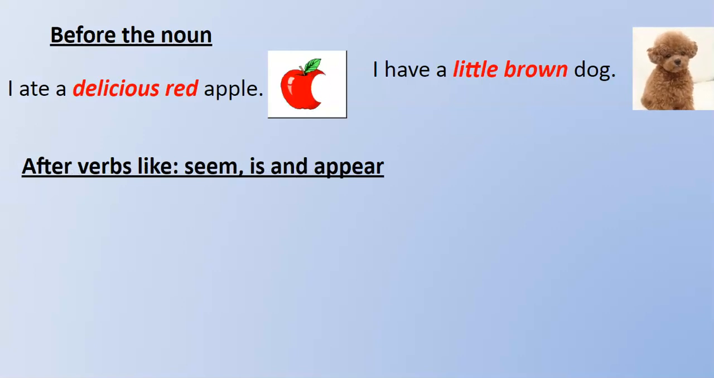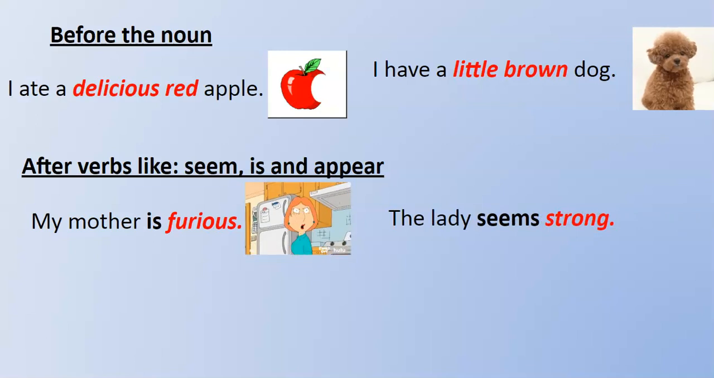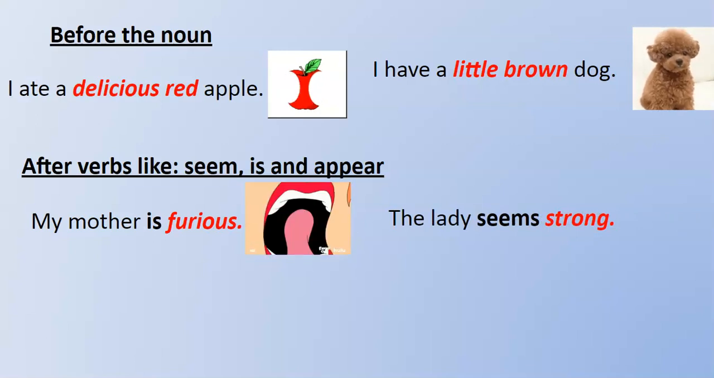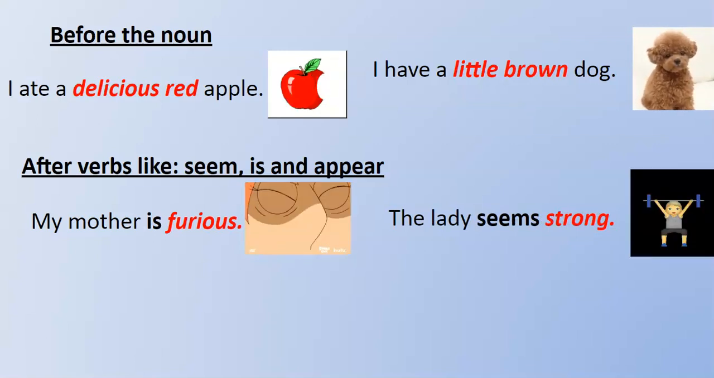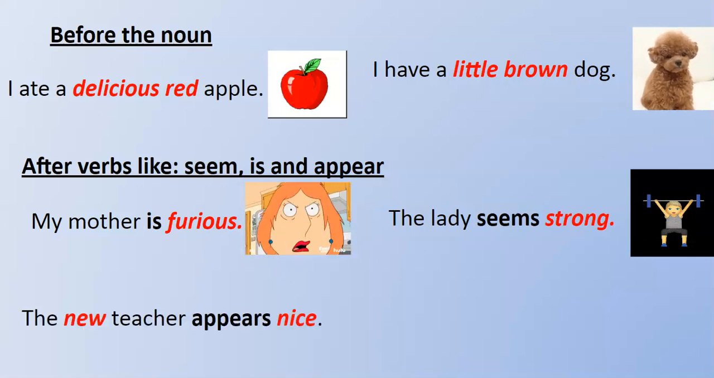And after the verbs, like seem, is, and appear. My mother is furious. The lady seems strong. The new teacher appears nice.